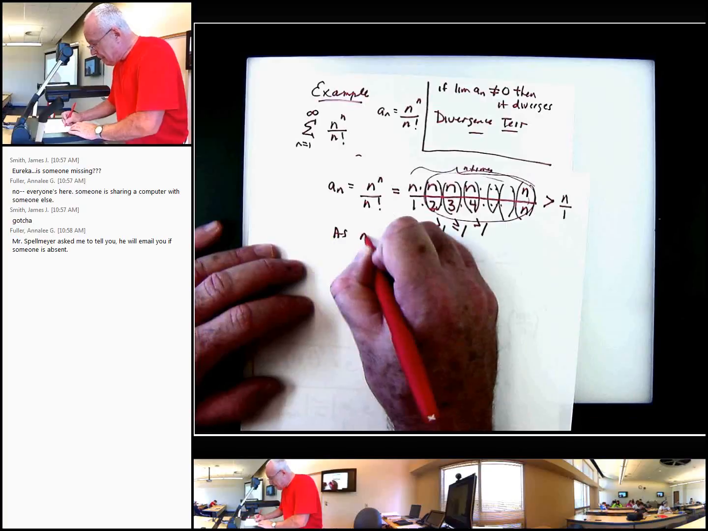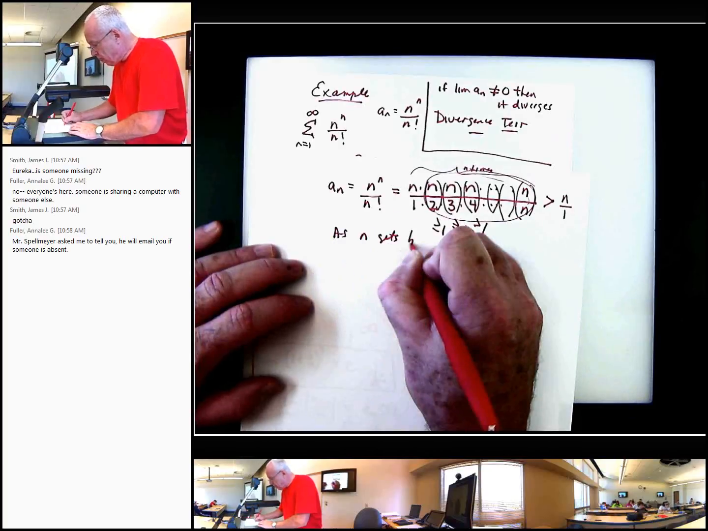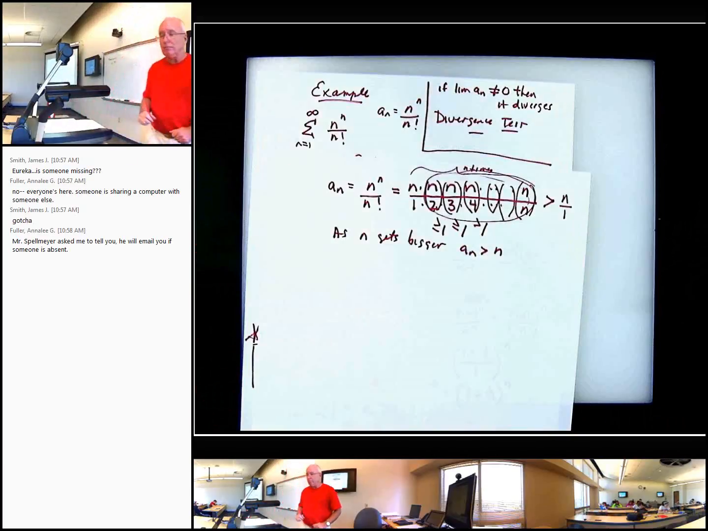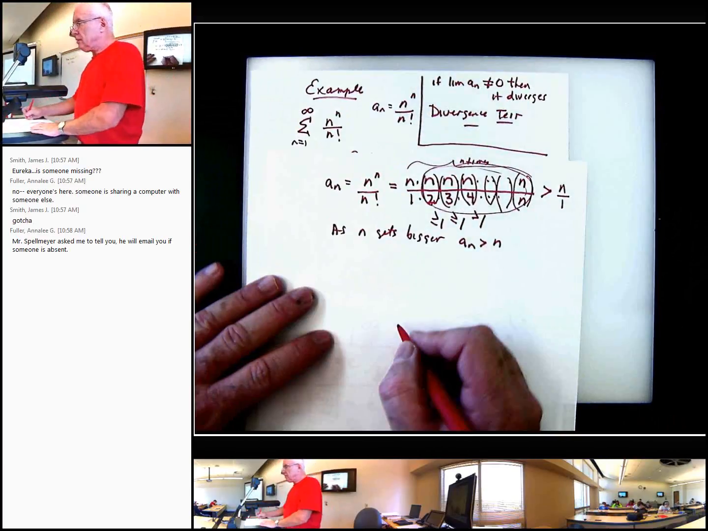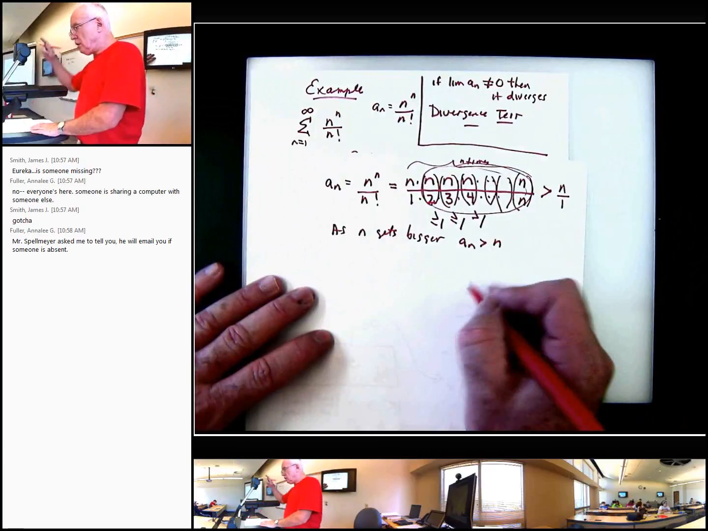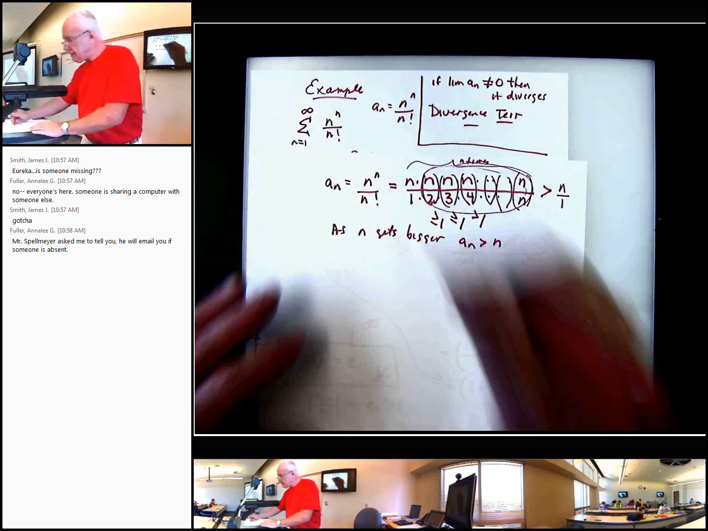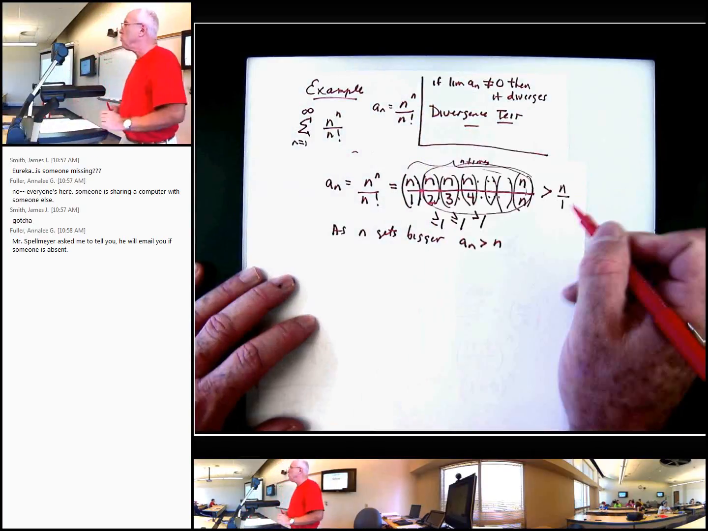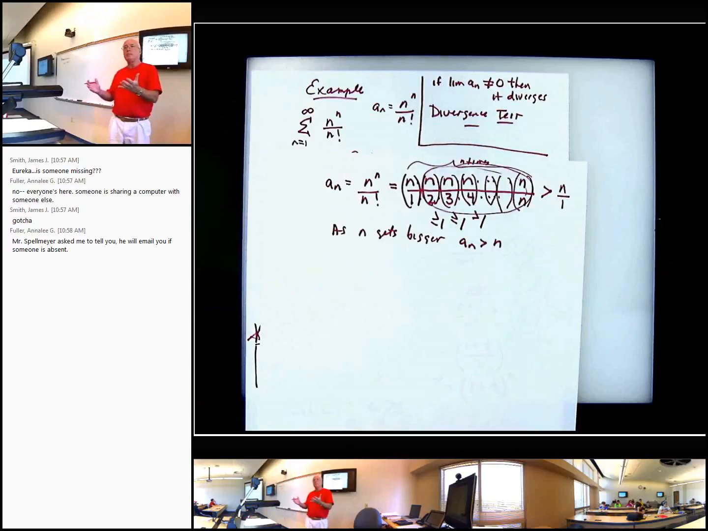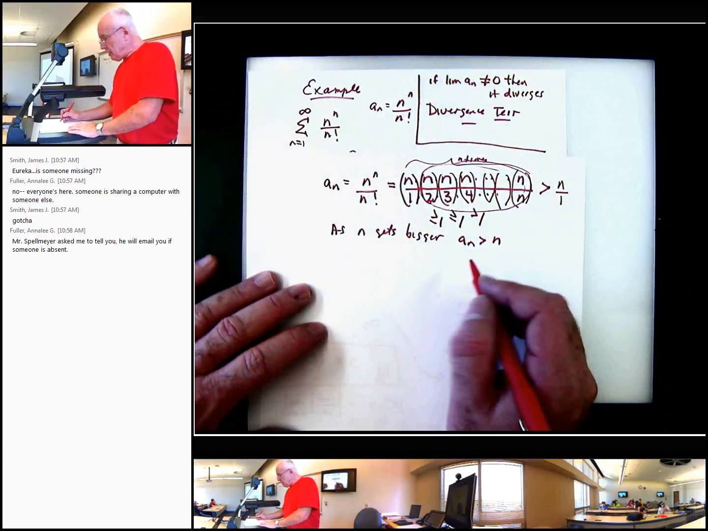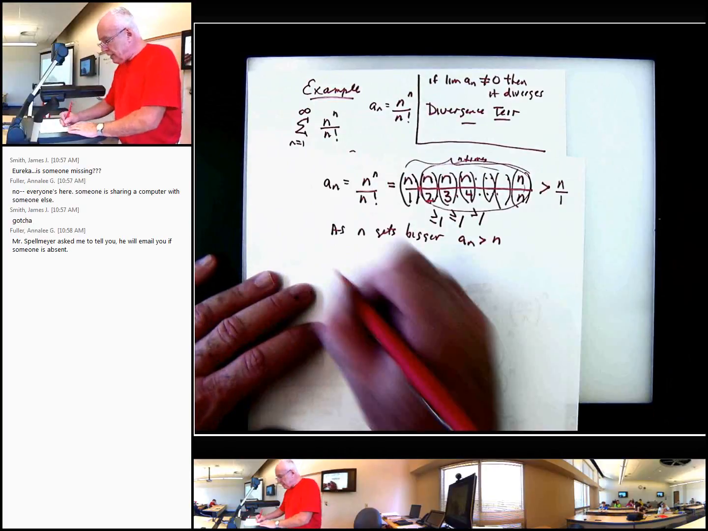So as n gets bigger, a sub n is bigger than the number n. Can you see how that works if you just look at each individual fraction in that? They're all going to be bigger than 1, except for this very first one, where we have n over 1. So the whole thing multiplied together is going to be bigger than n over 1, if all these other things are bigger than 1. Okay, as n gets bigger, a sub n then is bigger than the number n.